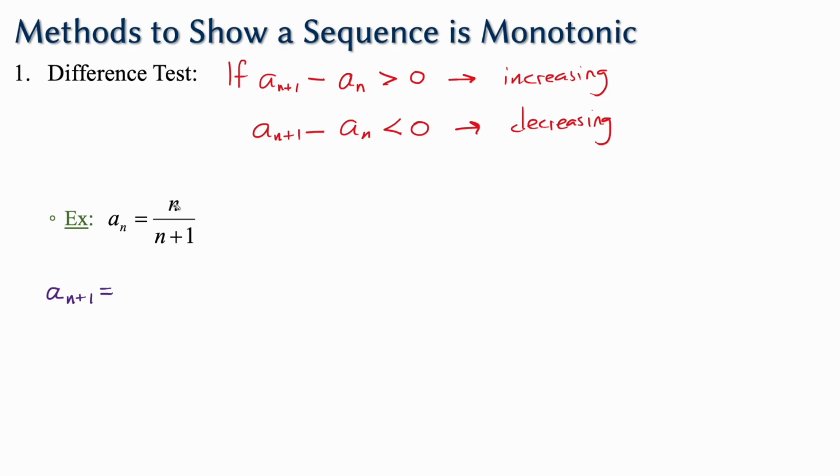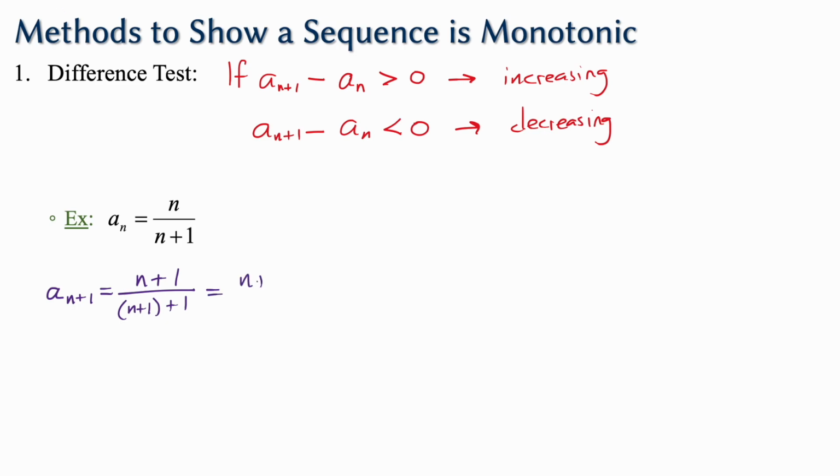Well, wherever we see n's, we simply need to add 1 to that, because that's what's going on. We're going to replace the n everywhere in the a sub n term with n plus 1. So in this case, the numerator will become n plus 1. In the denominator, it will become n plus 1 plus 1. So again, as you can see, I've replaced each n with n plus 1. And then, of course, you probably want to simplify.